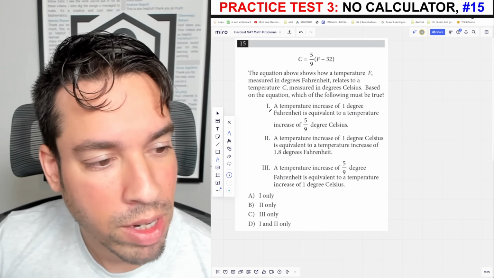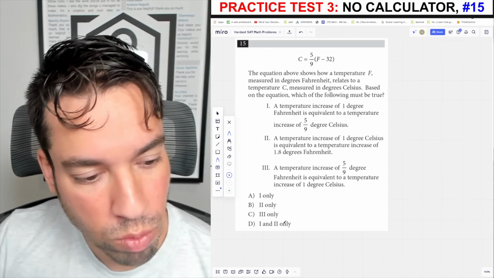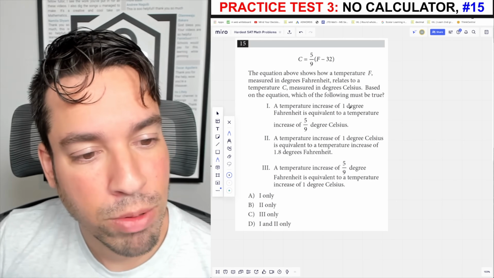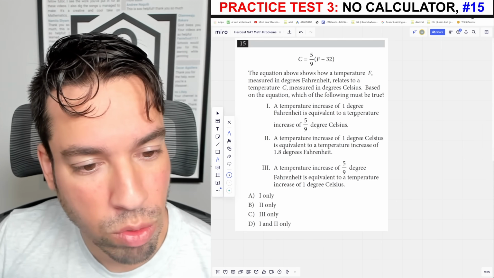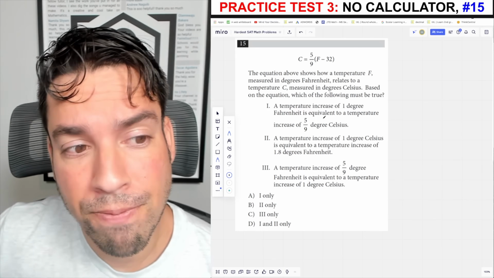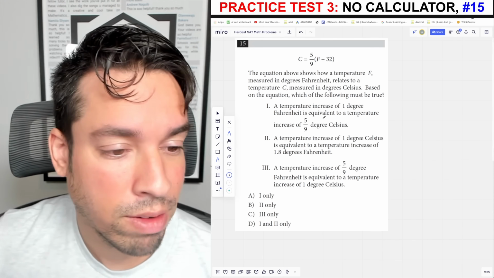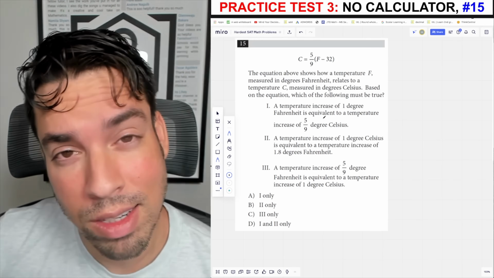Okay, so we've got to figure out which of these has to be true. And then is it 1, 2, 3, or 1 and 2, etc. All right. A temperature increase of 1 degree Fahrenheit is equivalent to a temperature increase of 5/9 Celsius. So the first way that you could do this is you could look at this and be like, all right, I can calculate the slope, I can figure out what makes sense, etc., because it is a linear equation.